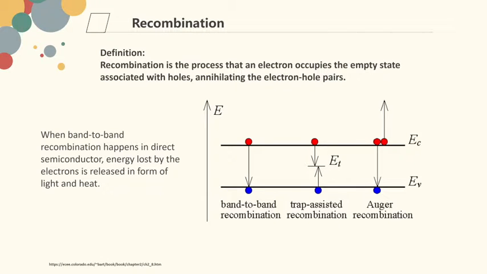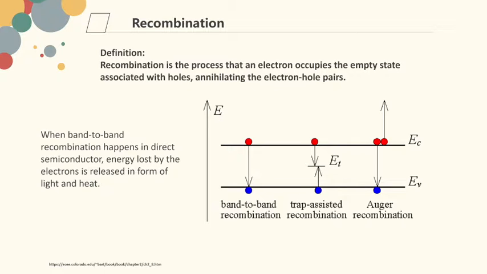Besides the structure, we now introduce the lighting mechanism. The emitted light comes from recombination happening in the depletion region. Recombination is the process in which an electron occupies the empty state associated with a hole, annihilating the electron-hole pair. There are three types of recombination, but the only recombination process that can release light is band-to-band recombination.